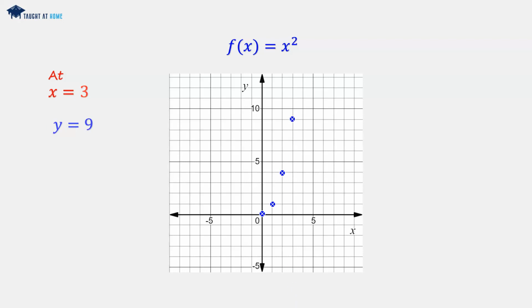We can also go in the reverse direction, so negative x. We've got minus 1, y is going to be 1. Negative 2, y is going to be 4. And negative 3, y is going to be 9. So you can see that we've got a symmetry happening about the y-axis. So we can join a smooth curve through these points, and what we get is the function f of x equals x squared.